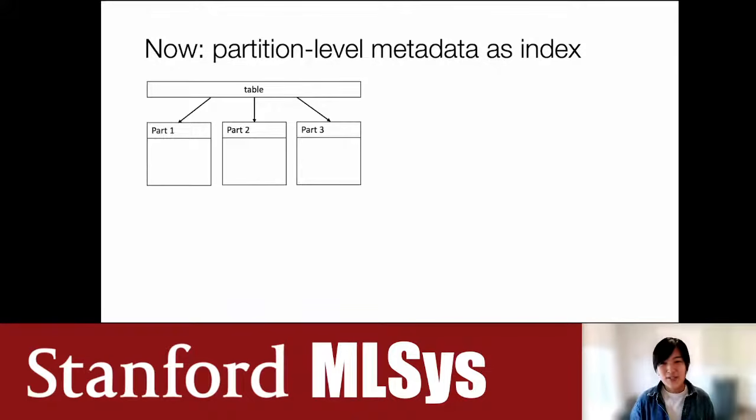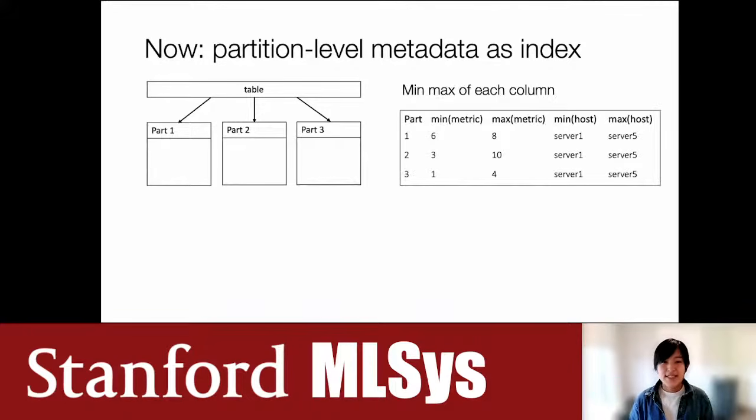Now that data is stored and processed as partitions, it doesn't make sense to optimize for this low row-level information. What we have instead is a much coarser partition-level metadata, which you can think of as a coarse-grained index on the partitions.